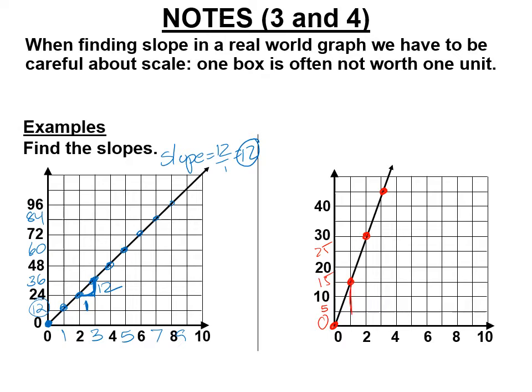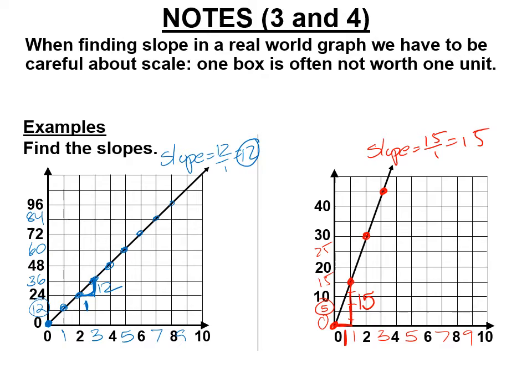So we're going to draw our right triangle. I'm pretty consistent that the bottom will stay 1. So the run here is 1. If it's 1 box long, that's 1. But the rise here is not 3. It's 3 boxes, but how much is a box worth? Well, a box is worth 5. So the rise here is 15. So the slope here is 15 over 1, or 15, even though it looks like 3 over 1.